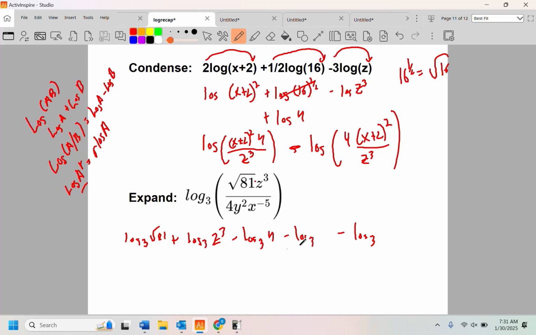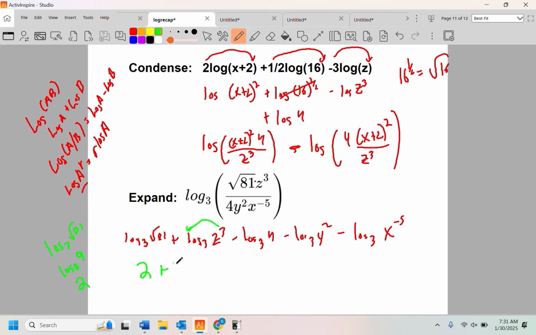This one has a 4 in it, this one has a y squared in it, and this one has an x to the negative 5. Something's going to happen to that one. Root 81, I'm going to take a close look at log base 3 of root 81. Root 81 is 9. This logarithm says what power of 3 creates a 9, and the answer to that is a 2. So that becomes a 2.